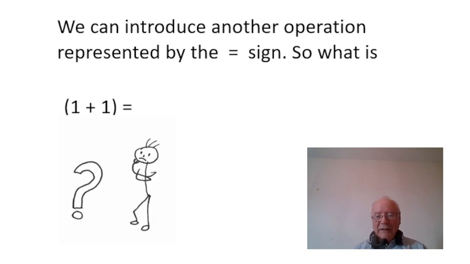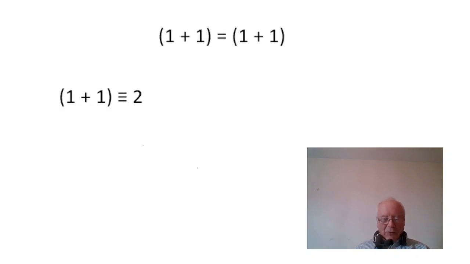I've also put the equation sign, the equal sign. What this means is that you evaluate the thing on the left, and then the thing on the right is what you get when you've evaluated it. So what's the answer? Anybody take a guess? You're all wrong. The answer is not 2.